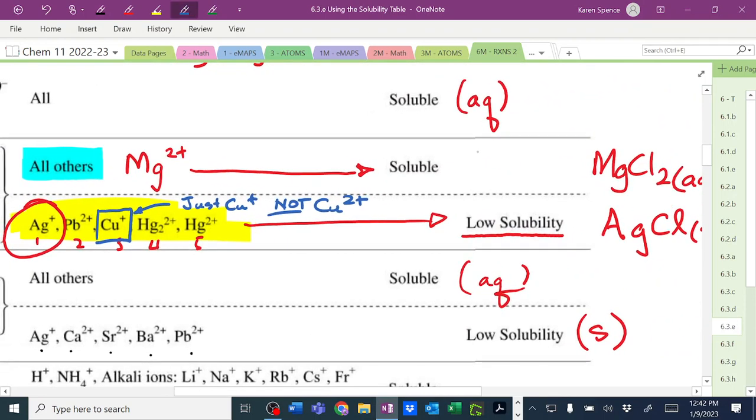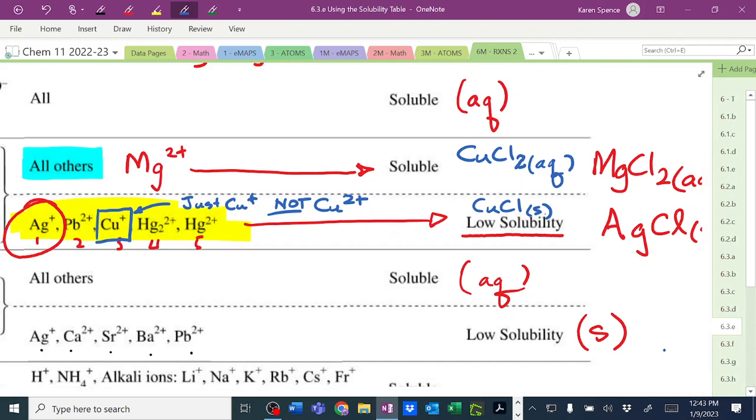So if I were to give you CuCl2, what's the charge of copper in that compound, CuCl2? It is 2 plus. Is that going to be solid in water or will it be aqueous in water? It will be aqueous. But if I give you CuCl, what's the charge of copper in that compound? 1 plus, and so in water it would be solid. So the coppers are different. Watch out for that. It traps people every time.